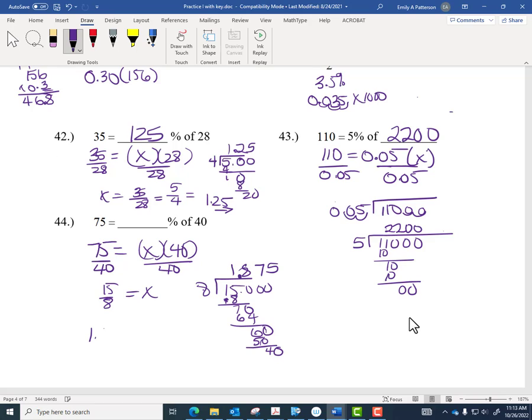But remember, this is the decimal equivalent. So we need to move the decimal twice in order to get it to be 187.5%.